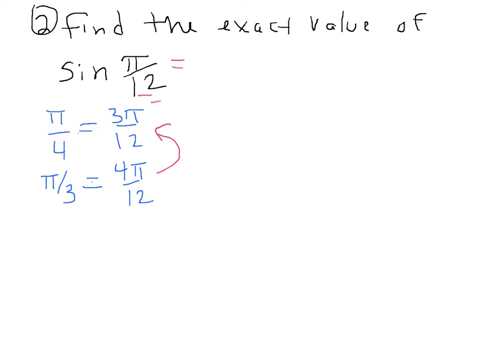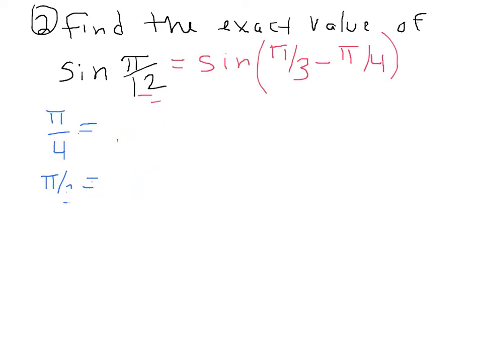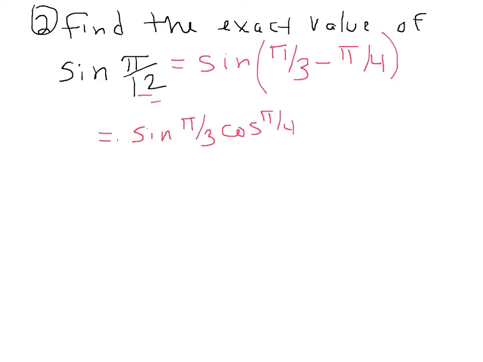So I'm going to rewrite the sine of pi over 12 as the sine of pi over 3 minus pi over 4. So if I go to the formula, that would become sine of pi over 3 times the cosine of pi over 4 minus the cosine of pi over 3 times the sine of pi over 4. So notice they're just swapping from one side to the other. And then I put in their values.